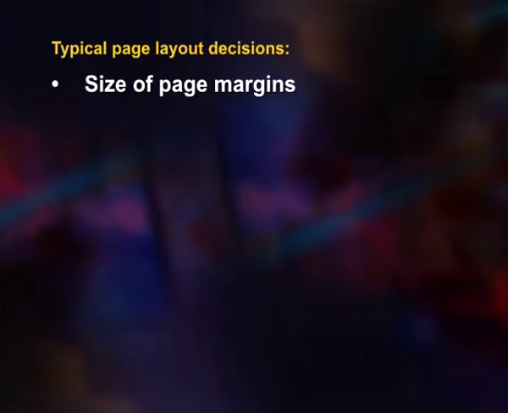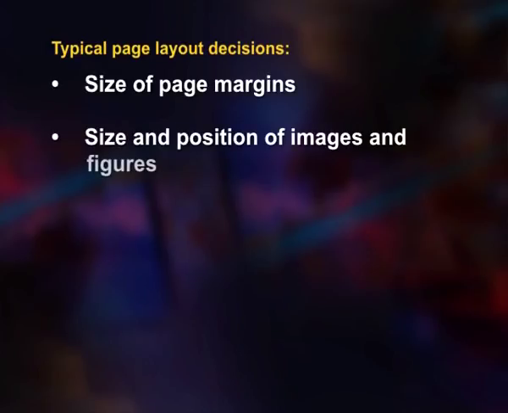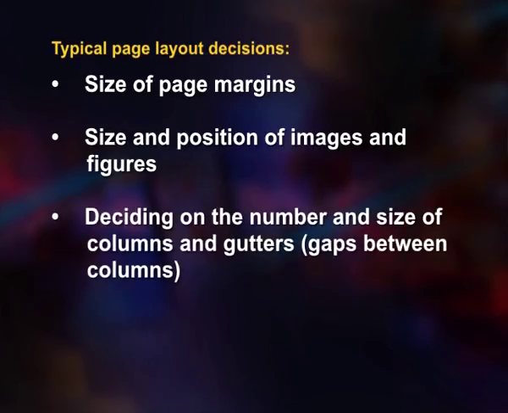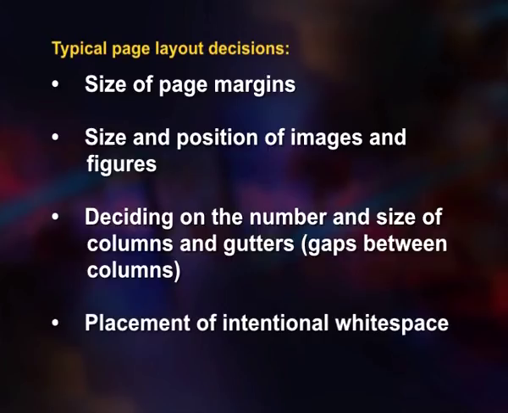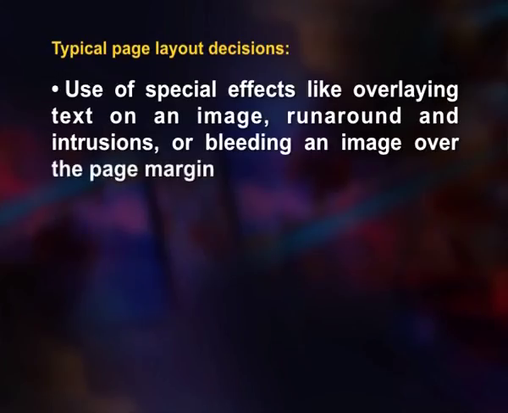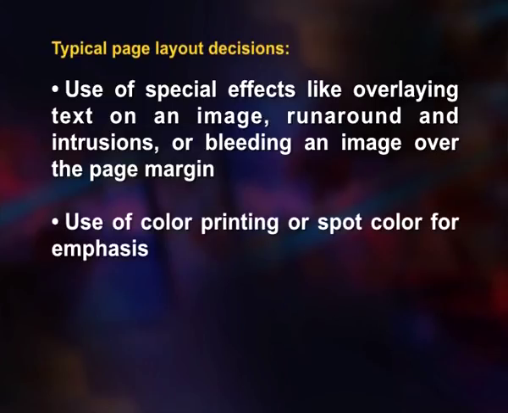Typical page layout decisions include: 1. Size of page margins, 2. Size and position of images and figures, 3. Deciding on the number and size of columns and gutters, there are maybe gaps between the columns. Next, placement of intentional white space, use of special effects like overlaying text on an image, runaround and intrusions, or bleeding an image over the page margin, use of color printing or spot color for emphasis.